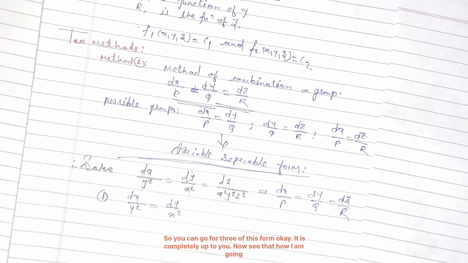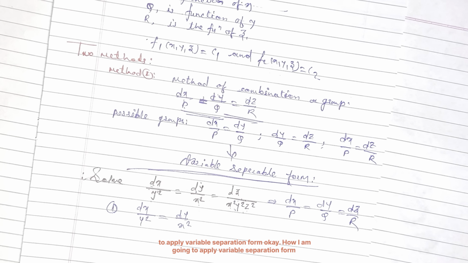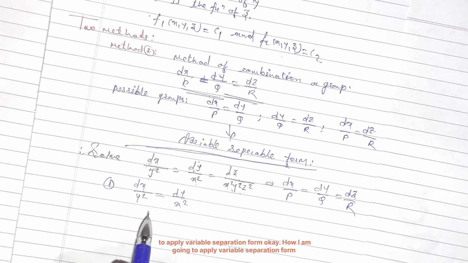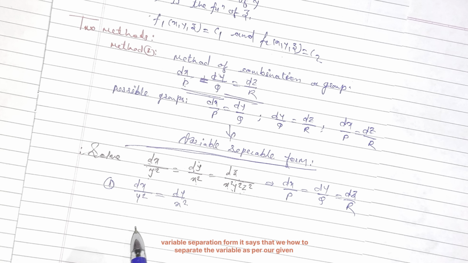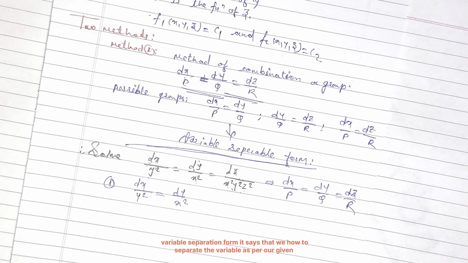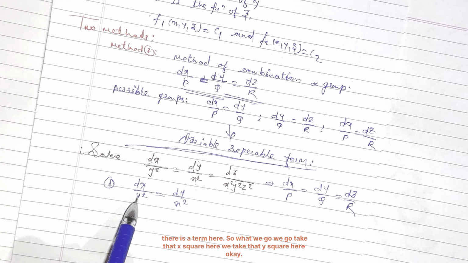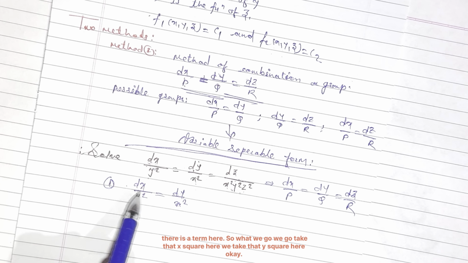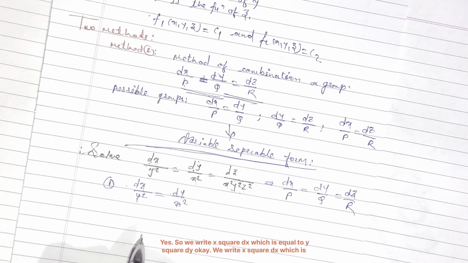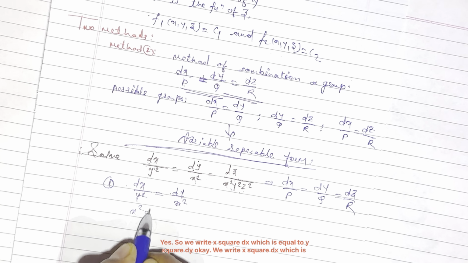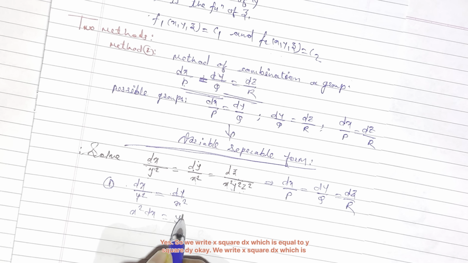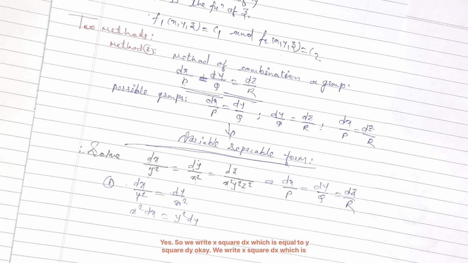Now see how I'm going to apply the variable separation form. Variable separation form says that we have to separate the variables as per our given differentiation. Now see that dx is here, a term, and dy is here, a term. So we take that x square here, and we take that y square here. So we write x square dx, which is equal to y square dy.